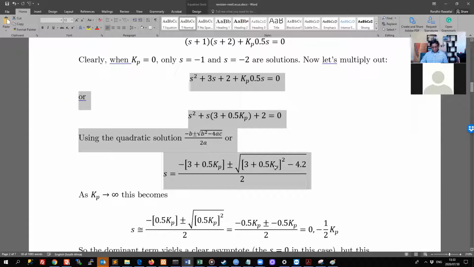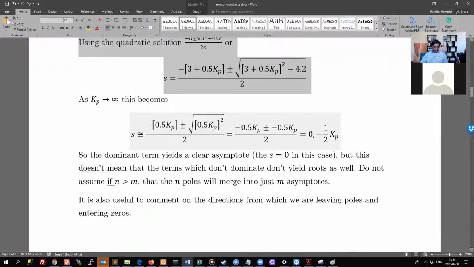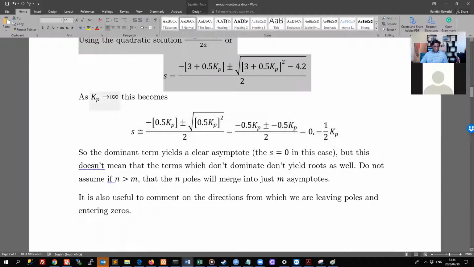And then similarly here, this will become much larger than the 3, so that becomes that. And also then this whole factor will become much larger than this 4.2. So we can write it quite simply like this. And so we can say that as Kp goes to infinity, S becomes approximately this. And then this is equal to, of course that's just minus Kp, and then it's plus or minus the square root of the square, so it's just that.